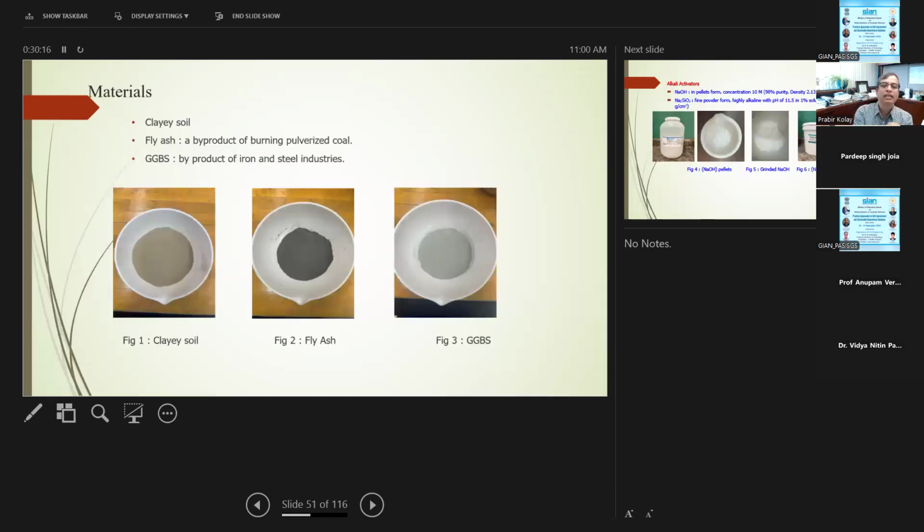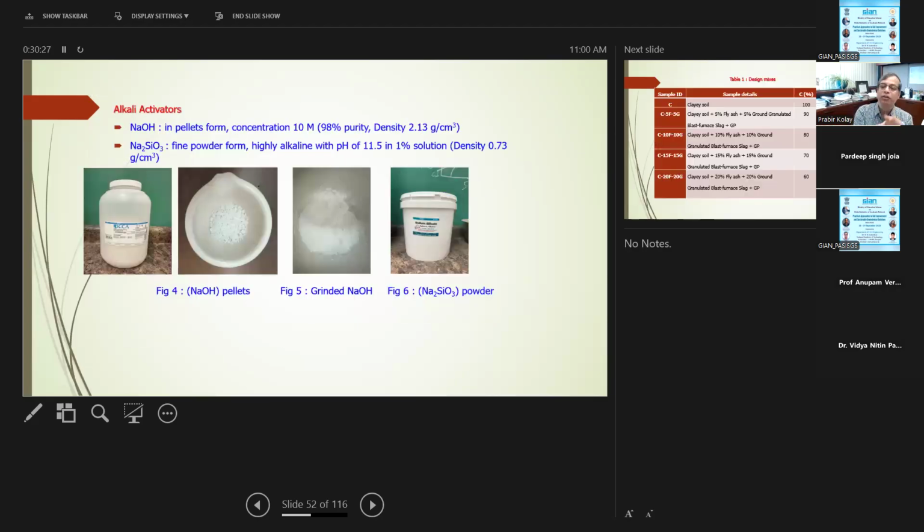So basically, you see, this is clay. This is a clay soil. This is the fly ash, and this is GGBS. Here, I just want to mention, this is also class A fly ash, obviously. So here the sodium hydroxide, we use 10 molar.